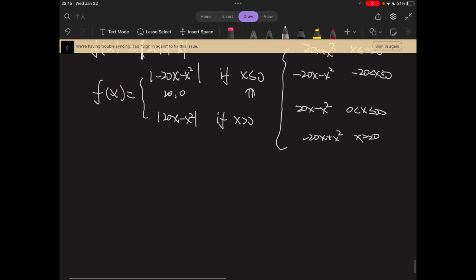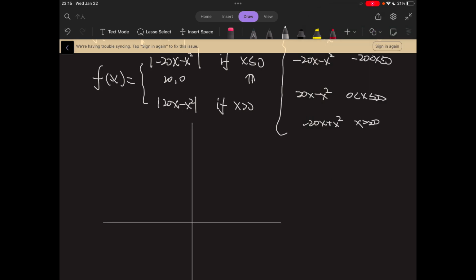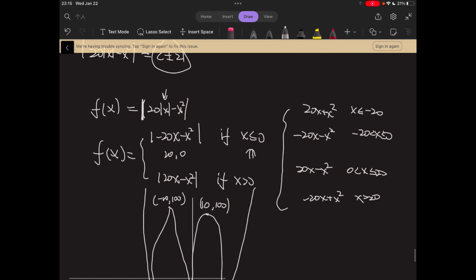Now we have this. It's way easier to graph now. So the graph will look something like this. This is a terrible graph, but it will look something like this. And you find the peaks are at 10, 100 and negative 10, 100. It's solved using these two functions, right? And then you know the maximum of them is 100.